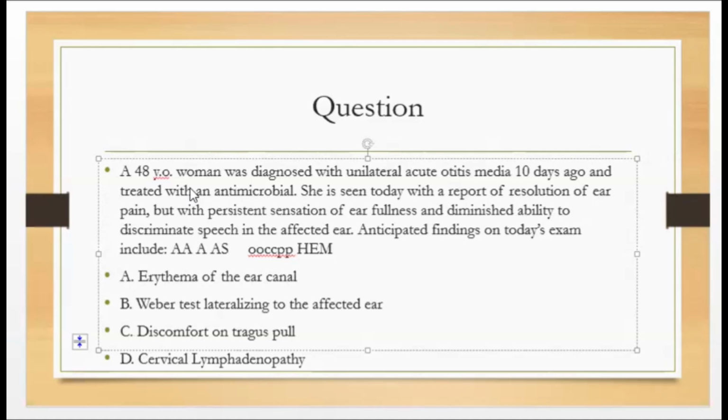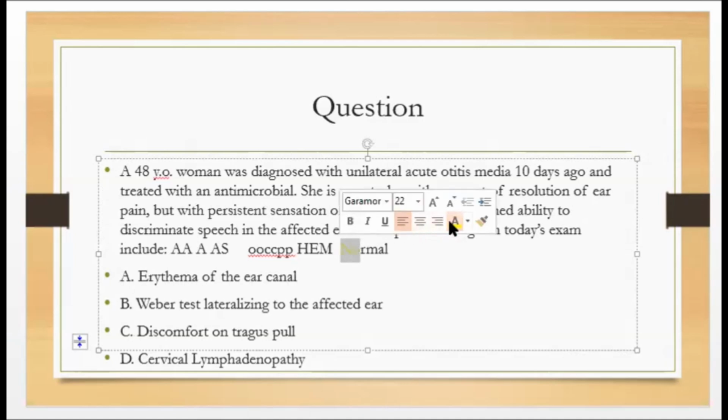Okay, so then what is Weber? Weber, we have when it's normal. So remember the word normal. When it's normal, what do you remember? No lateralization. It doesn't lateralize. Just remember that word. No lateralization when it's normal.